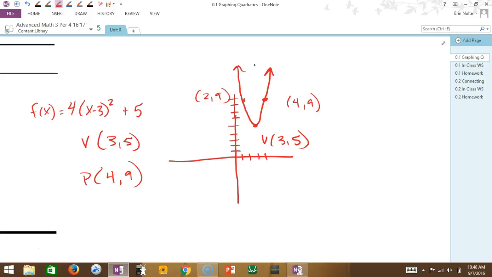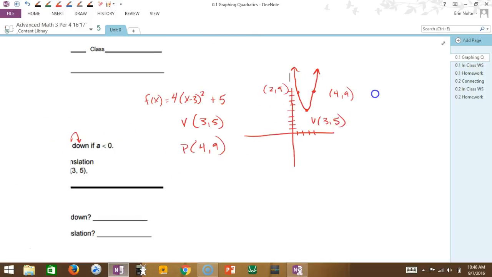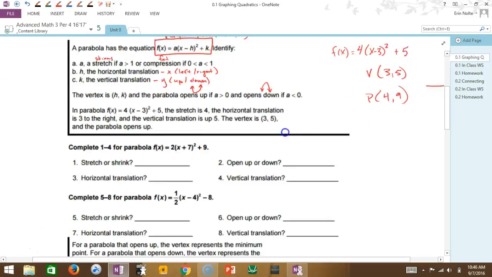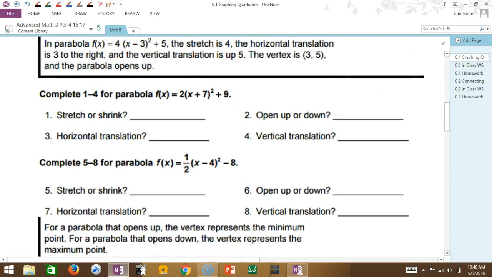Okay, let's try another one. Boom, boom, boom, boom. Okay, let's use this little thing. So I might give you a worksheet, and it might say something like stretch or shrink. And so what am I asking about? Fat or skinny? So that's the question I want you to answer. I don't want stretch or shrink. I want you to tell me if it's fat or skinny.